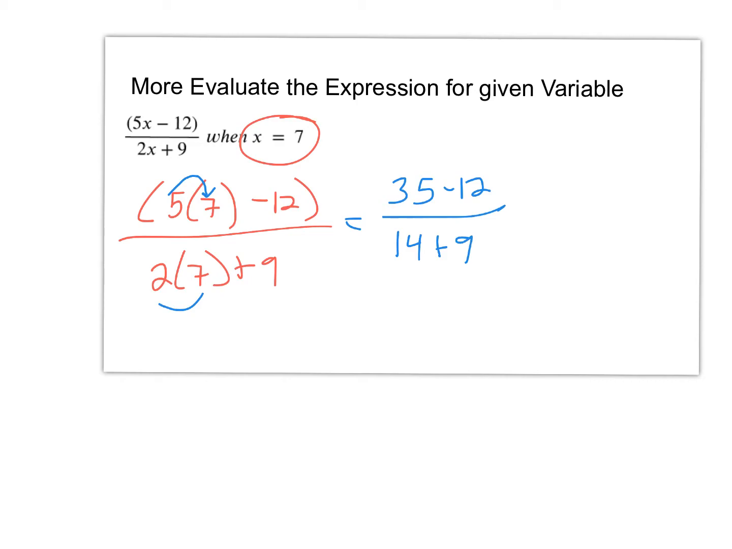35 minus 12 is going to be 23. 14 plus 9 is going to be 23. So reduce the fraction. 23 over 23 is 1.